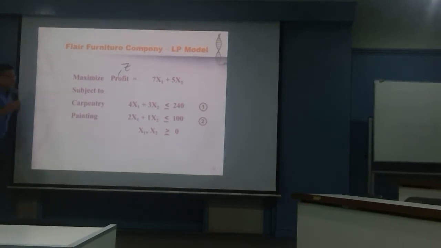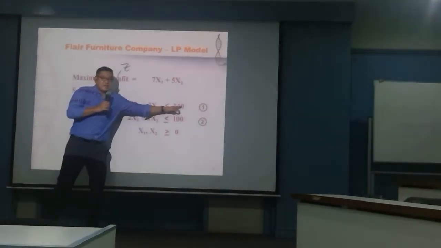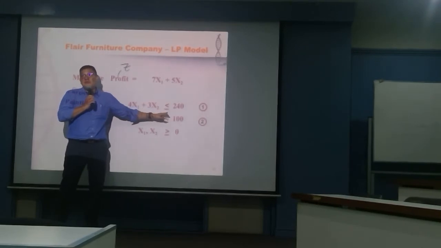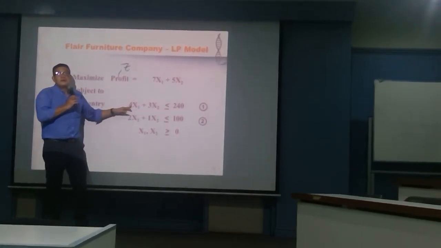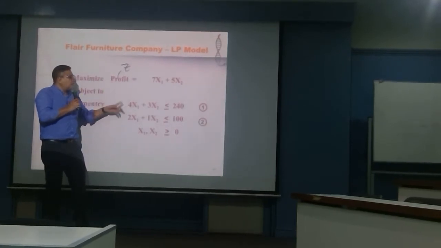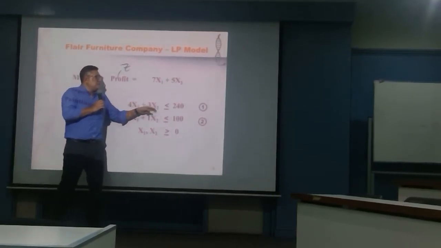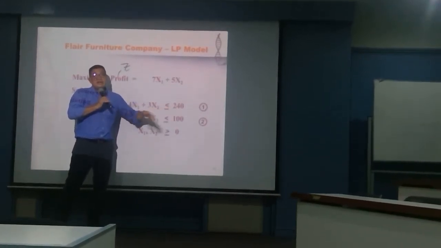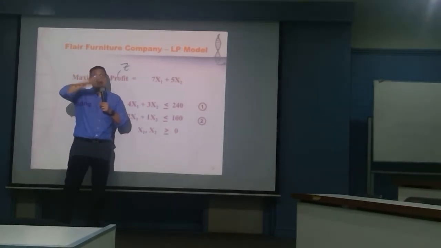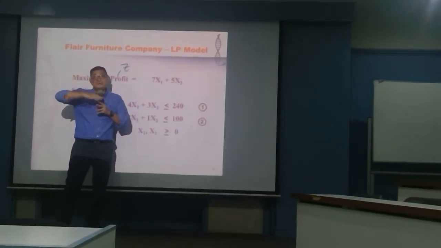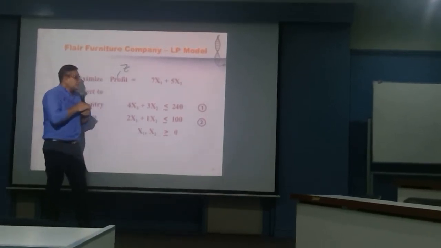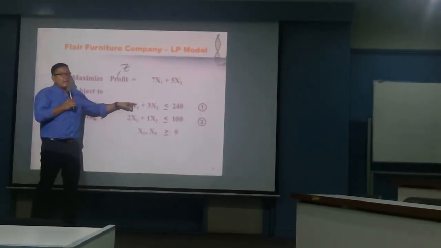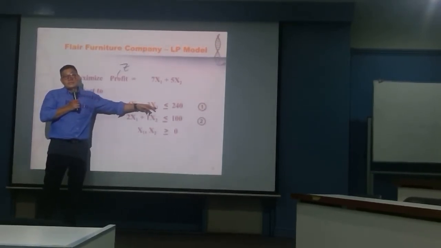Actually, this one is an equation, right? Because we have less than or equal. But if you want to draw this graph, it means you just draw the graph of 4x1 plus 3x2 equal to 240, and after that you shade or highlight above or below the line. This is the way that we have done before. So in this case, let's say I'm going to draw this graph first: 4x1 plus 3x2 less than or equal to 240.